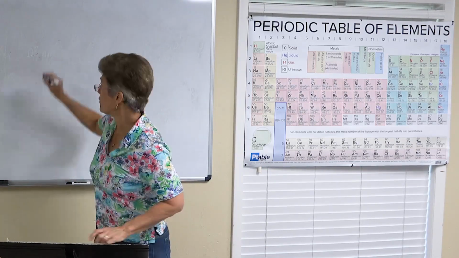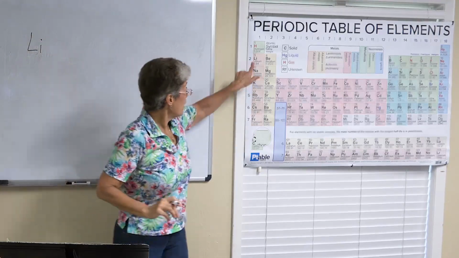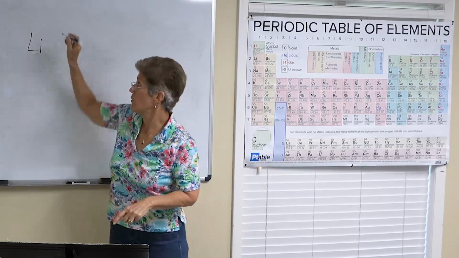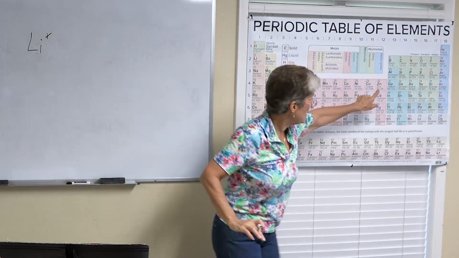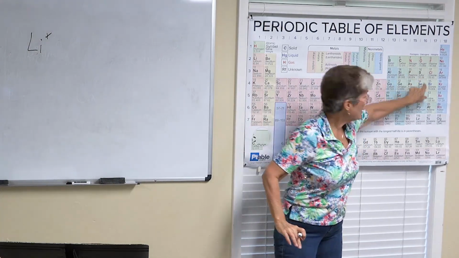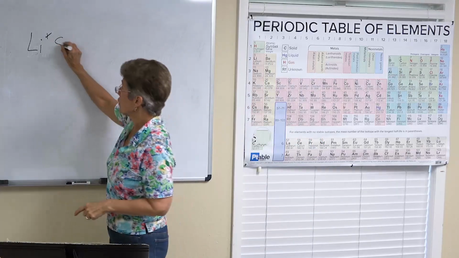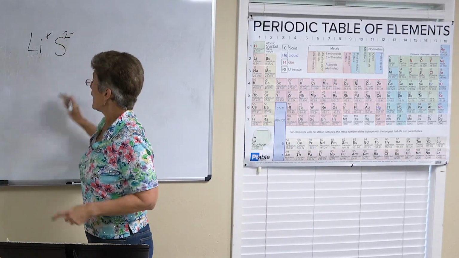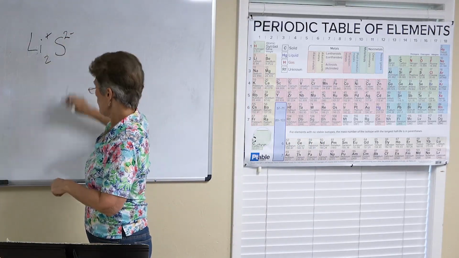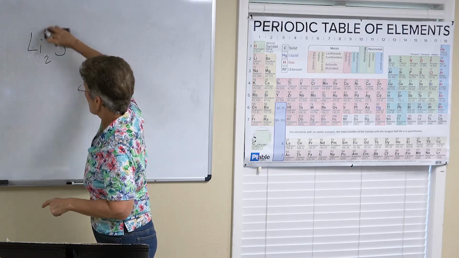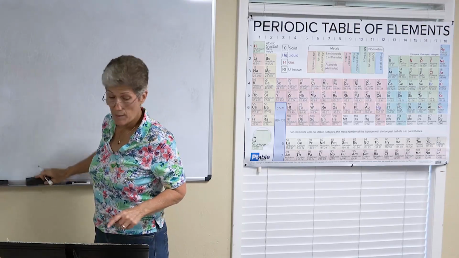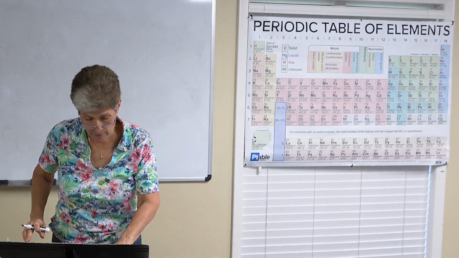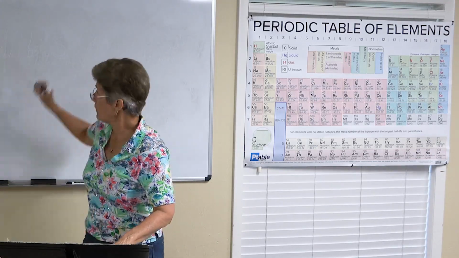B is lithium and sulfur. Lithium is right here. It's a group 1 metal, so it's going to take on a +1 charge. And sulfur is down here. It's group 6, so it's going to take on a -2 charge. And so this one's going to get the 2, this one's going to get the 1, and so that would be lithium sulfide. Remember the ionic compounds, you just name the first one and name the last one as an ion.